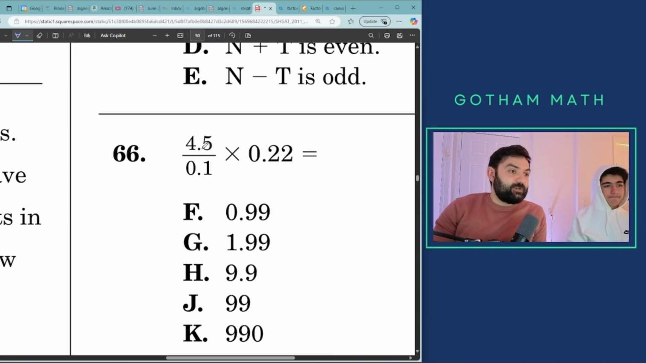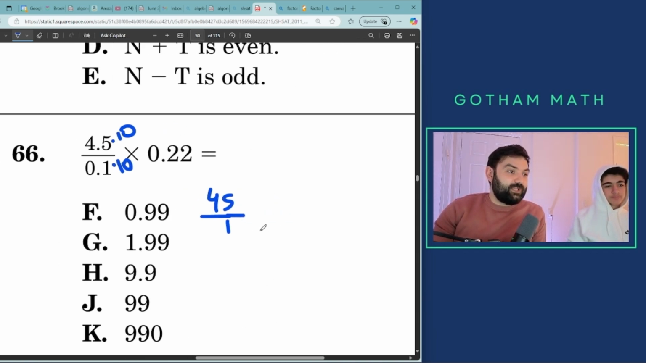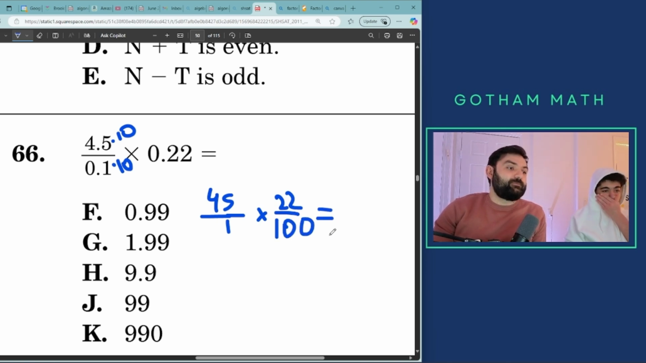So this one has 1 decimal point, this one 2. If I multiply this by 10 and this by 10, I will technically have 45 over 1. You see? Oh, okay. So which is 45, right? Yeah. And now we have to multiply it by 22 hundredths, right? By the way, what is 22 hundredths approximately? 22%, 1/5, right? Yeah.